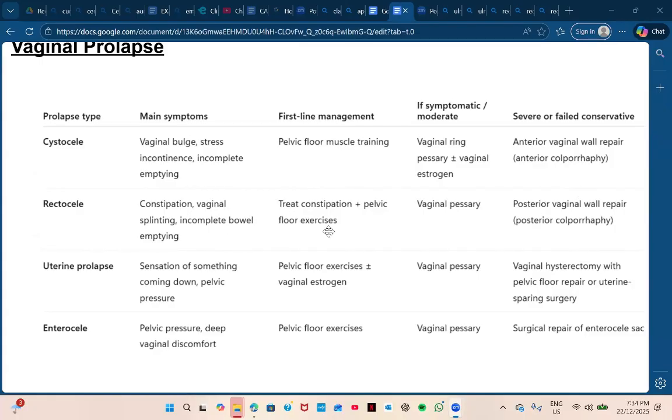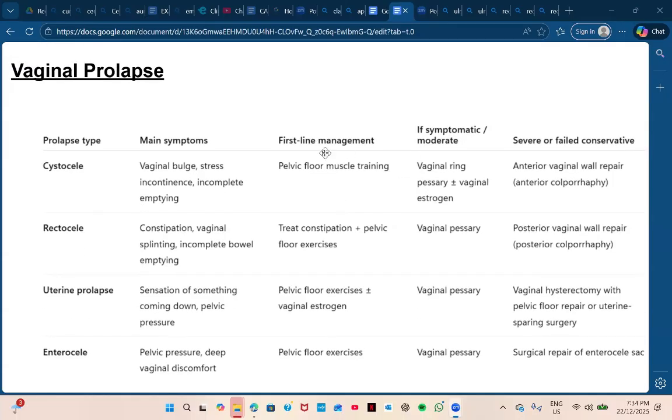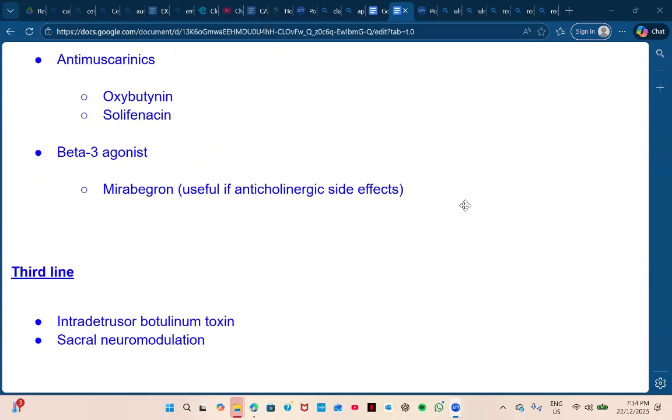In rectocele, we treat constipation and do pelvic floor exercises, and if the patient is symptomatic with moderate severity, we can do a vaginal pessary. In severe cases, we have to do surgery. Just remember, as a first line for mild cases, we are not doing any interventions. We can advise the patient to do some exercise and treat the underlying symptoms. If it is moderate, then we can think about a vaginal pessary. Severe, we have to go with surgery.